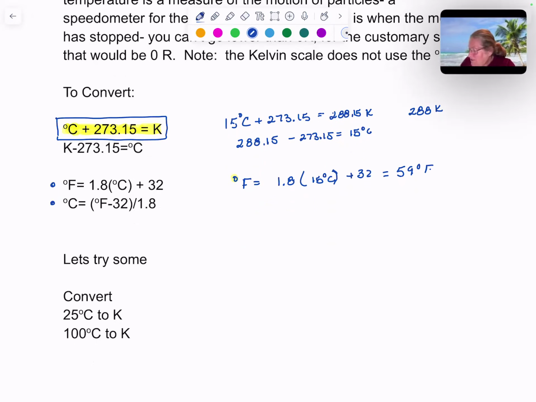25 degrees Celsius into Kelvin. Well, we're going to take 25 degrees Celsius plus 273.15, and that's going to give me 298.15 Kelvin. 100 Celsius to Kelvin, 100 degrees Celsius plus 273.15. That's going to give you 373.15 Kelvin.